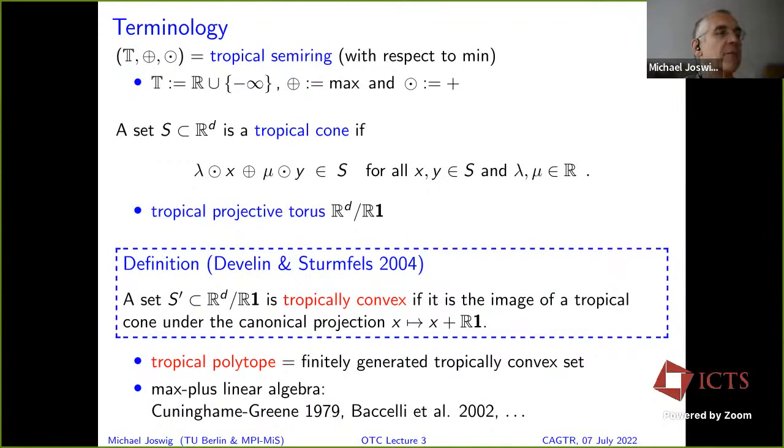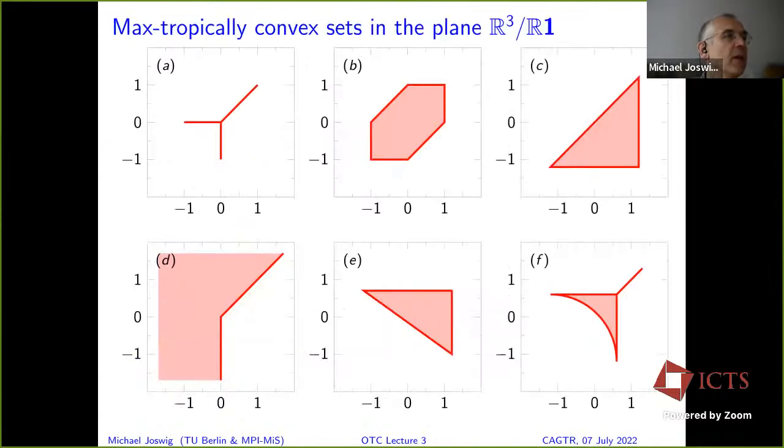So up to now, nothing happened yet, but we will see what is new in this definition in a second. But before we do that, let's look at a few examples. So here I am looking at the plane. The plane is now the tropical projective 2 torus.